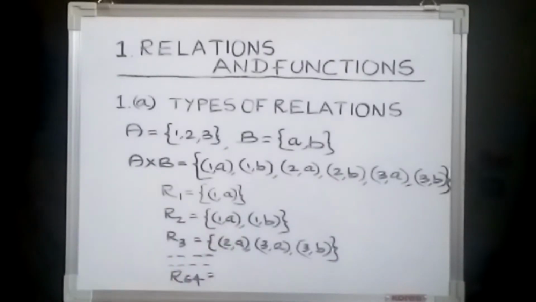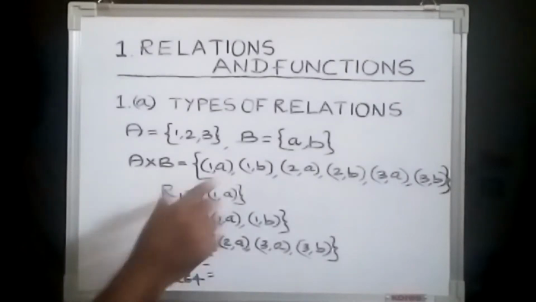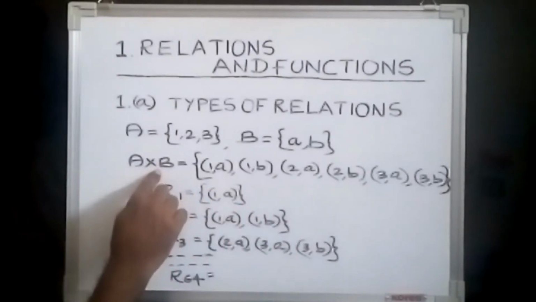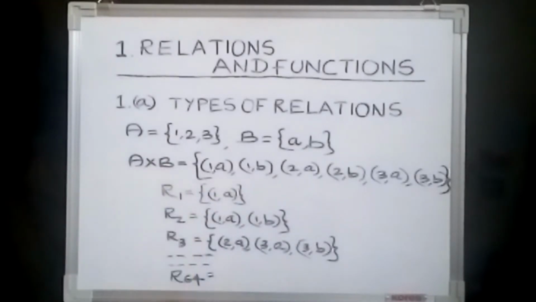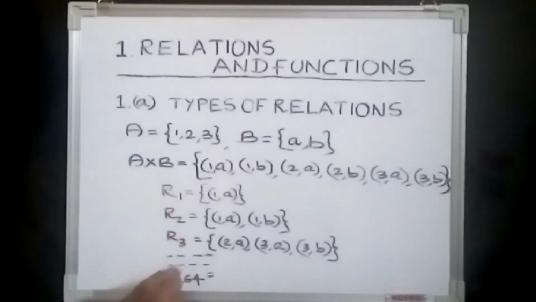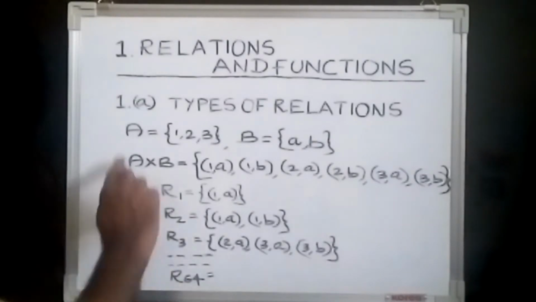Also note that all these relations, all these subsets of A cross B, are relations too. Therefore, we can write R1, R2, R3, etc., R64. And surely one of them will be A cross B itself.